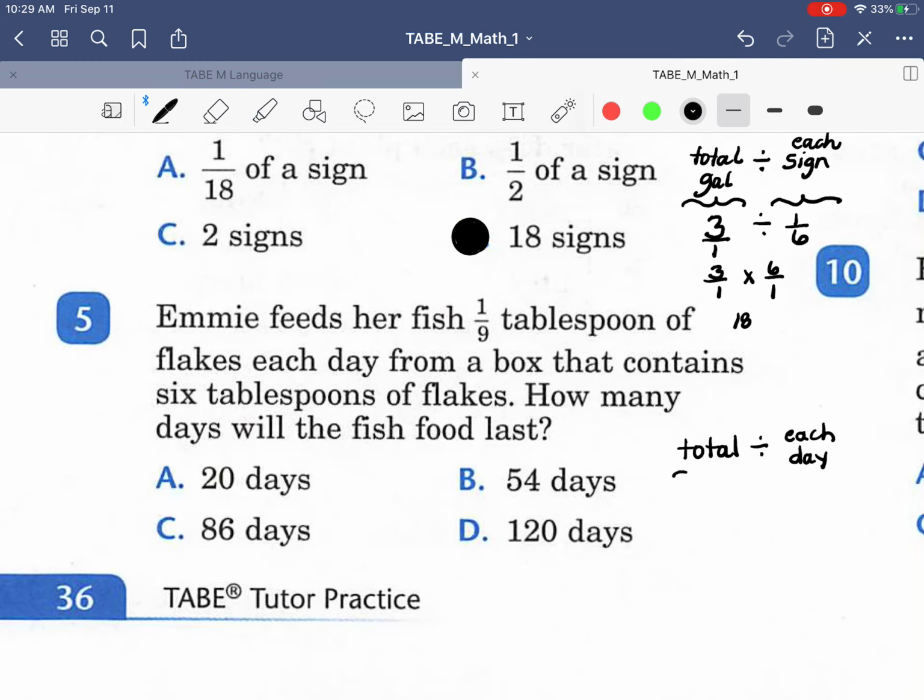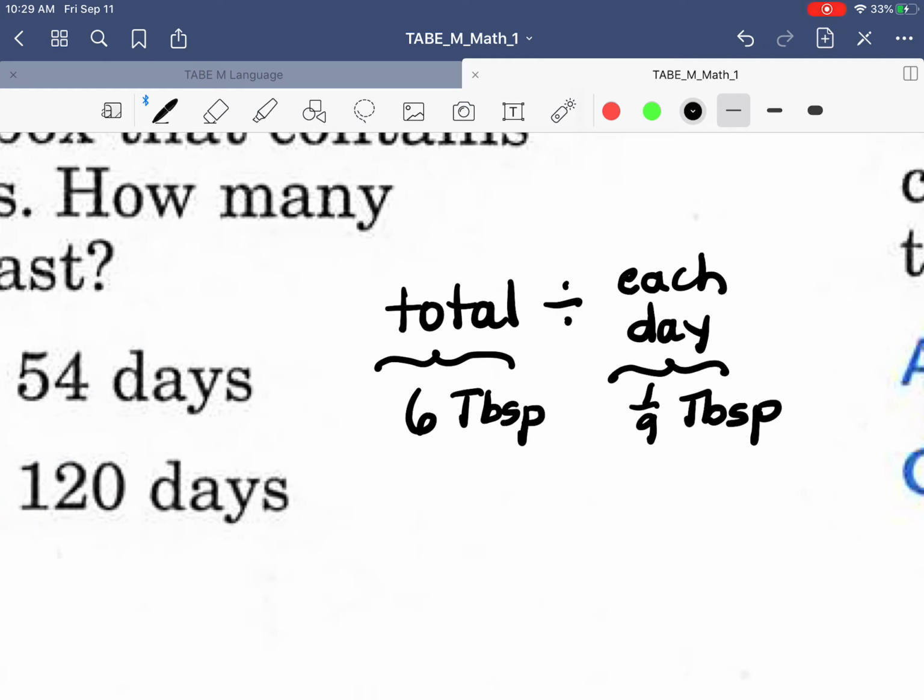So the total is 6 tablespoons. Each day she uses 1/9 of a tablespoon. You see how those units match? That's a very good thing. That tells me that I'm on the right track here. So we're dividing those two fractions.